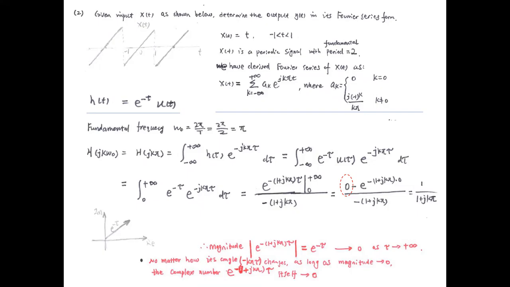Which means intuitively we have a vector on the real and the imaginary plane. Although as tau changes, its angle also changes, which means it rotates around the origin, but the length of that vector will diminish to zero as tau goes to infinity. Once its length diminishes to zero, regardless of its angle, the number itself becomes zero. So that's why the limit is zero. And the second term is one. We cancel the negative signs on both numerator and denominator. The result is very concise and clean, right? H of jk omega, H of jk pi, only depends on k pi.